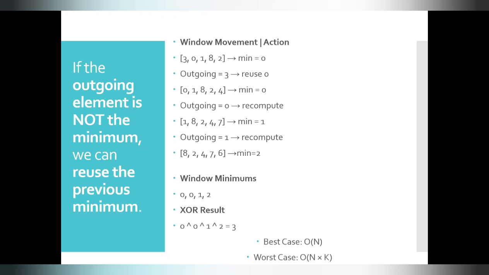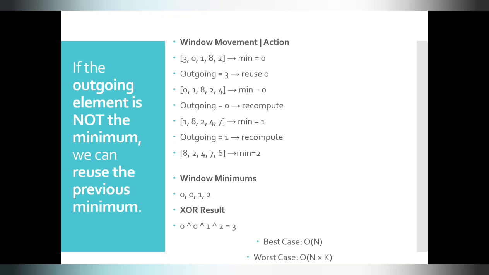In this way, we can reuse the previous minimum values if the outgoing element is not the minimum. If the outgoing element is the minimum, we should recompute the minimum value. Our window minimums are 0 0 1 2. The XOR result of 0 0 1 2 is 3.